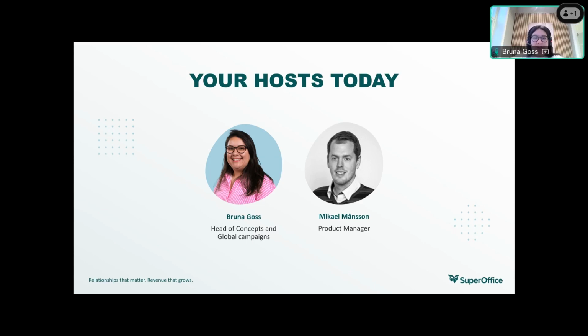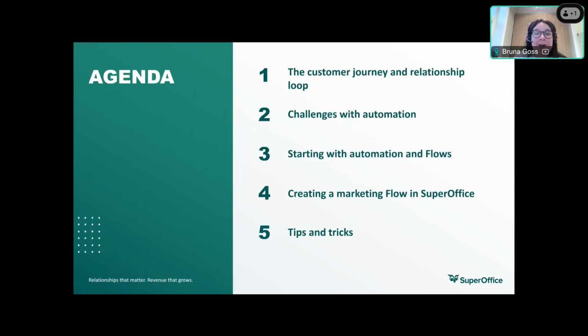So let's go into our agenda for the day. We will talk a lot about the customer journey and the relationship loop, which is our take on the customer journey. We'll also go a little bit about the challenges that we see some companies face when they start to automate some of their processes and their marketing activities. And we will give you a little sneak peek of how to get started with automations and flows, and also how to create a marketing flow in SuperOffice. And by the end of it, you'll also get some tips and tricks to make the most out of your marketing campaigns. So let's dive into it.